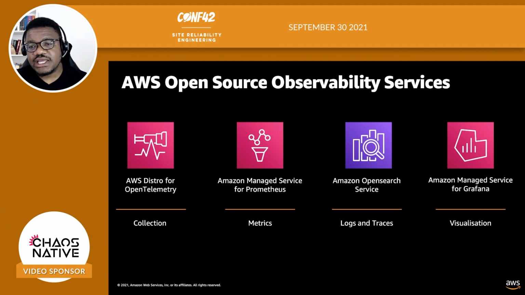And then finally, Amazon Managed Service for Grafana. Again, Grafana is another popular open source project to help you to visualize your metrics. And we've packaged that as well as a managed service, enabling customers to run Grafana without worrying about the underlying physical infrastructure.